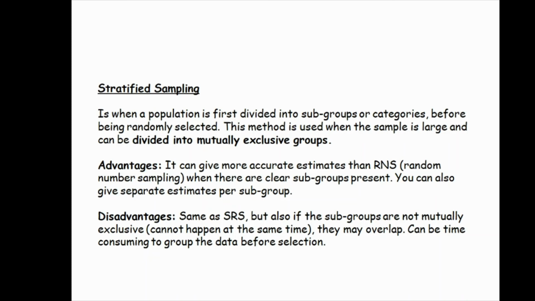Now, the advantage of doing this method is that it can give more accurate estimates than random number sampling or simple random sampling when it is clear subgroups are present. You can also give separate estimates per subgroup.